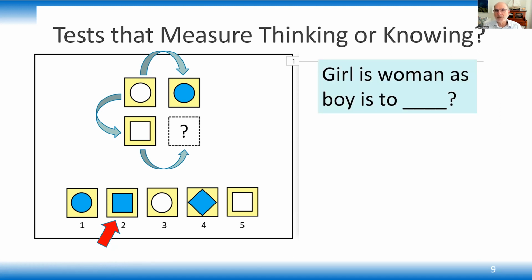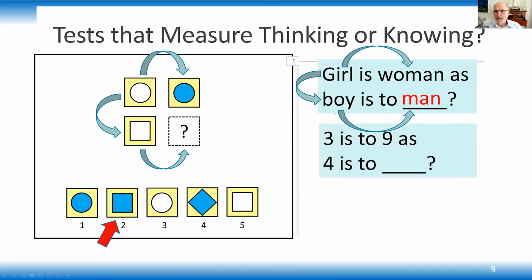But look at this question. Girl is to woman as boy is to man. Same structure. The question is an analogy, an analogy horizontally and vertically. Here's another example. 3 is to 9 as 4 is to 16. This demands more knowledge of squaring a number. And now the next one I show you, I will bet no one in the audience can answer.